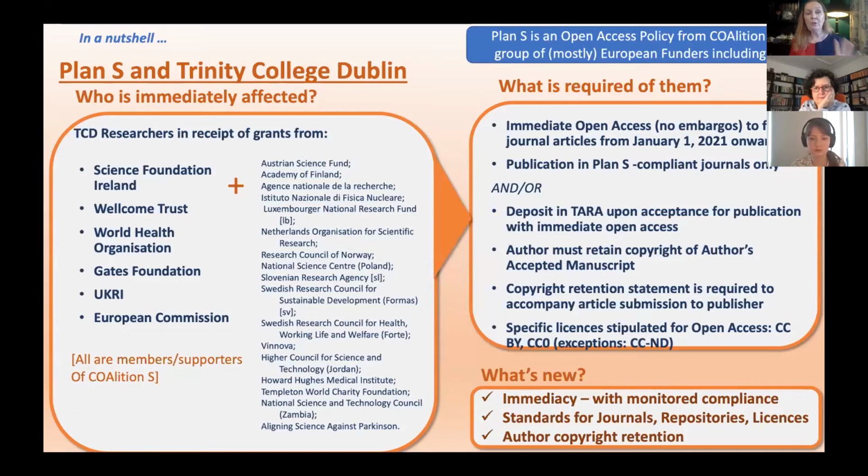Trinity researchers funded by these funders are immediately affected. What's required? Immediate open access, publication in a Plan S compliant journal, or deposit in TARA. Authors have to retain copyright to the accepted manuscript. A copyright retention statement is required, and specific licenses are required as well, which we've built into TARA. So what's new is immediacy, standards for journals, repositories and licenses, and this author copyright retention.